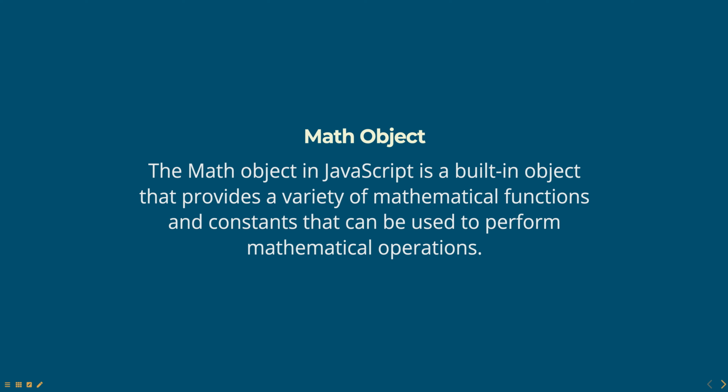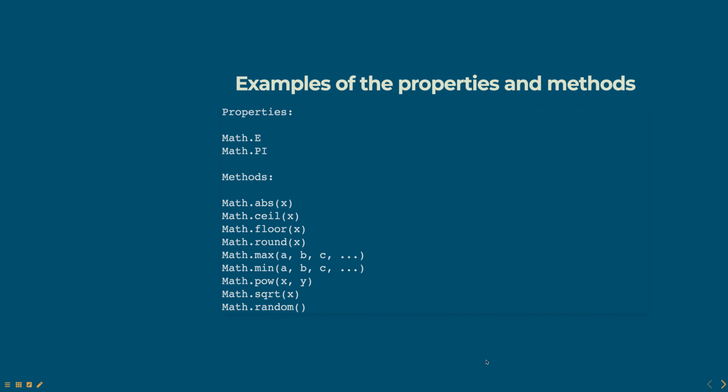The Math object in JavaScript is a built-in object that provides a variety of mathematical functions and constants that can be used to perform mathematical operations. It is not a constructor, so you cannot create instances of it. Instead, you use the Math object as a namespace to access its properties and methods. Here are some examples of the properties and methods provided by the Math object.